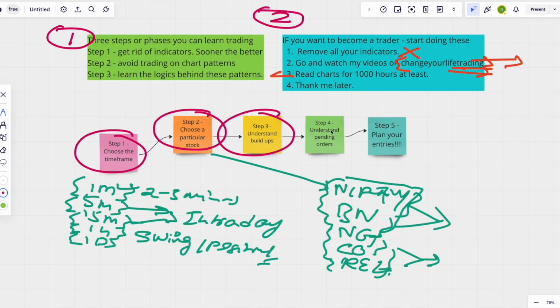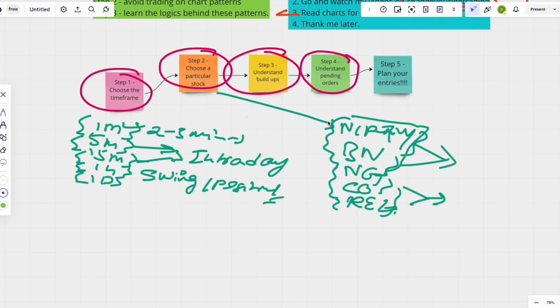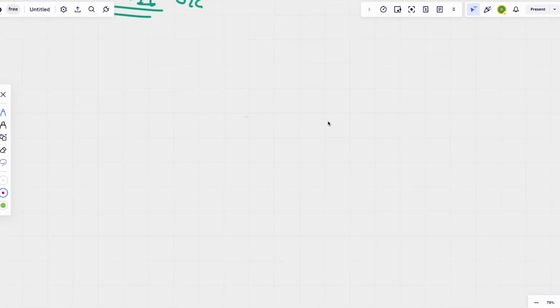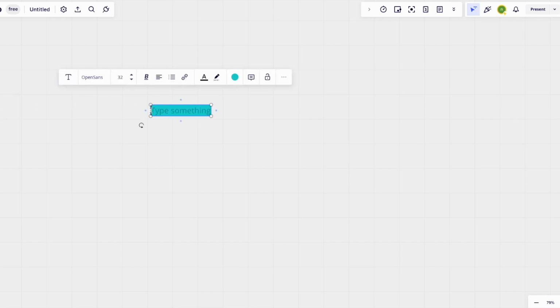Now, step 4, very important, understanding pending orders. So this is my favorite topic. This is the topic on which I have mastered. In the last 4 years of my trading experience, I have been only studying and doing my research on pending orders.